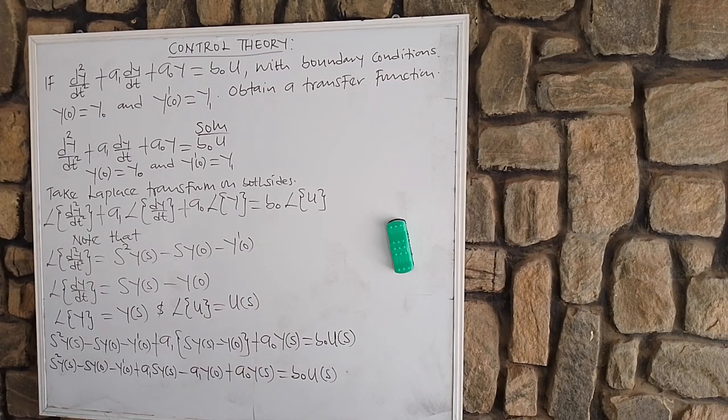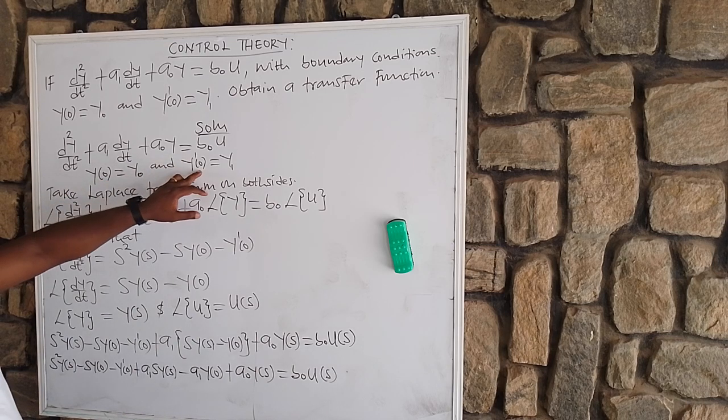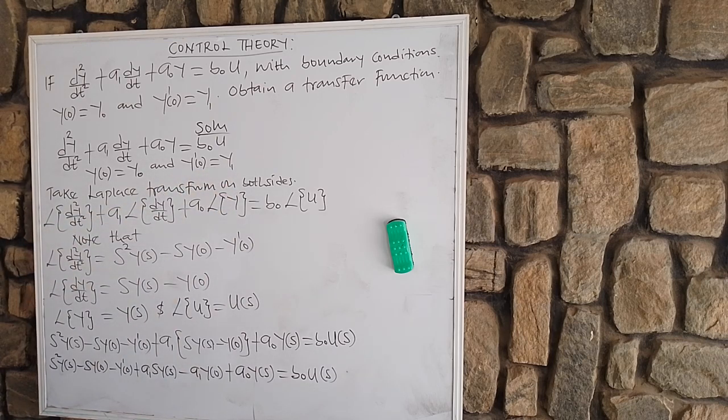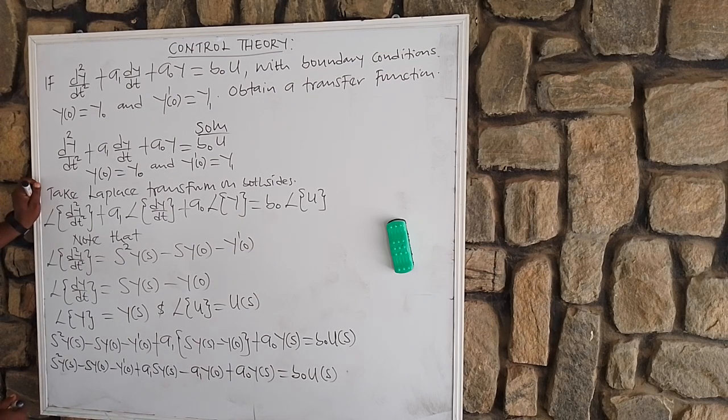Before we do that, let us recall the boundary condition first. Look at the boundary condition. The boundary condition says y(0) is equal to y0 and y'(0) is equal to y1. So we are going to obey the boundary condition. Anywhere you see y(0), you write y0. Is that clear?